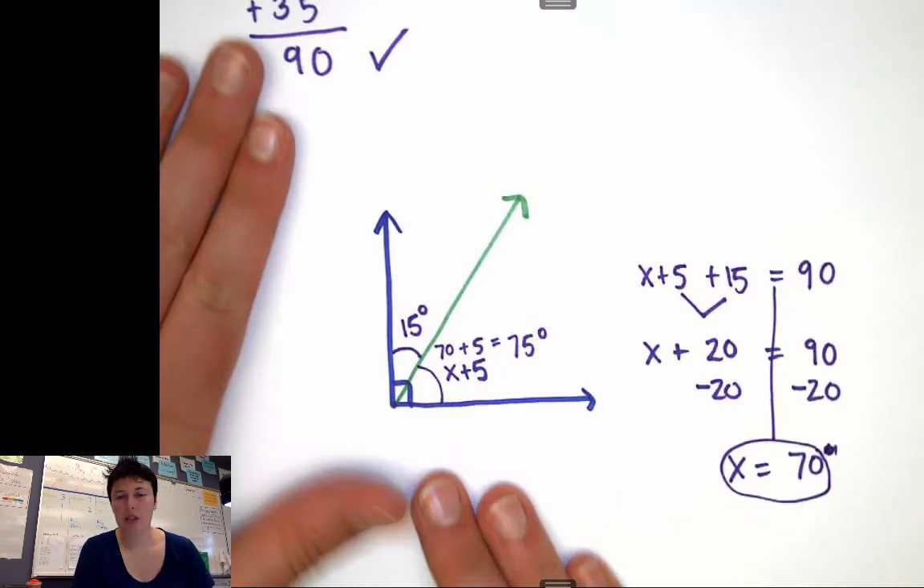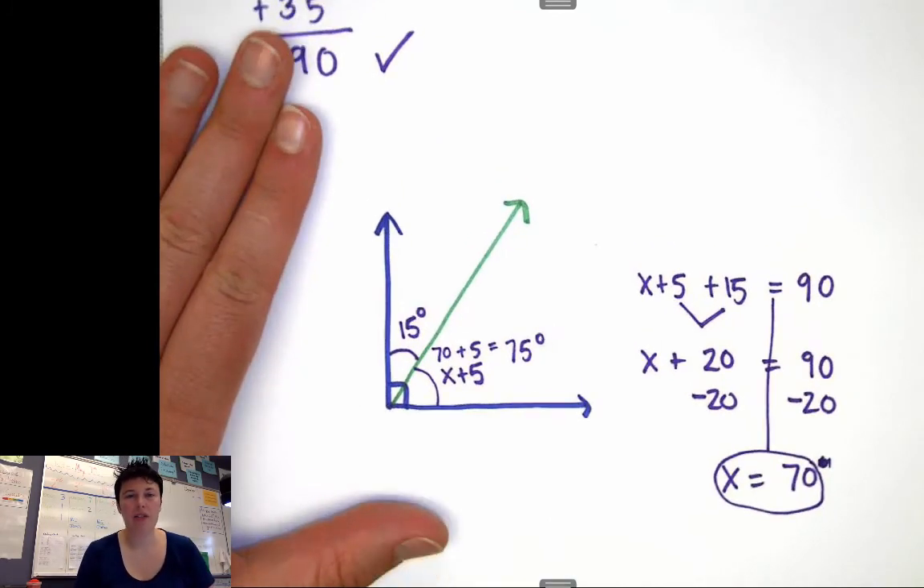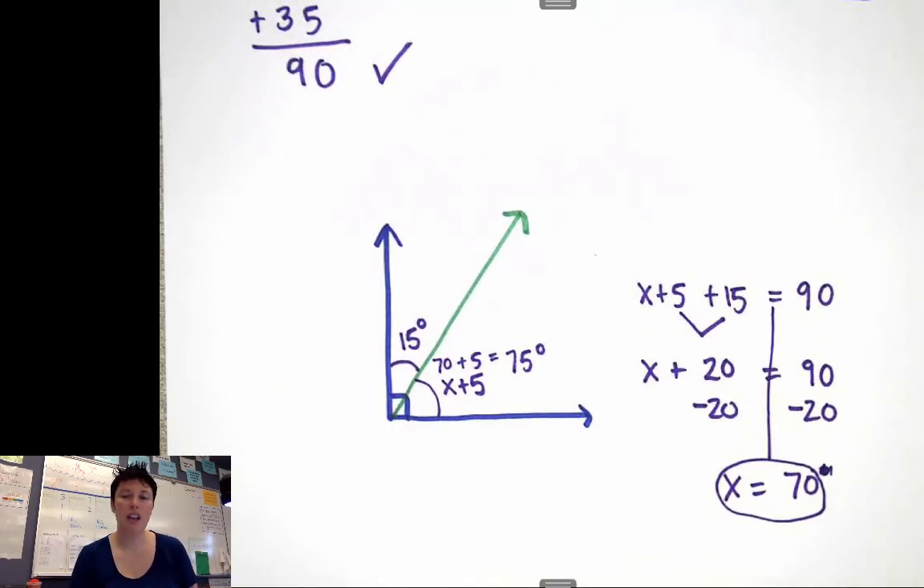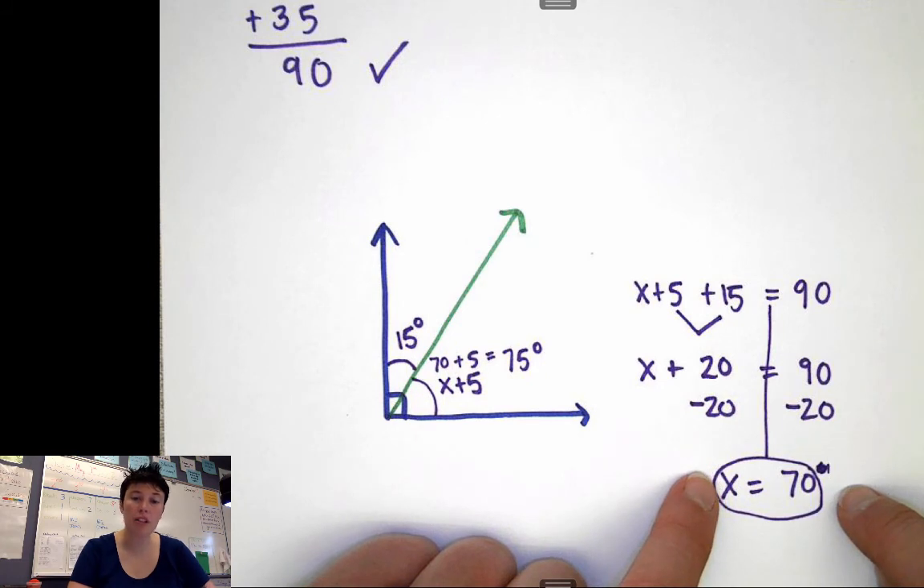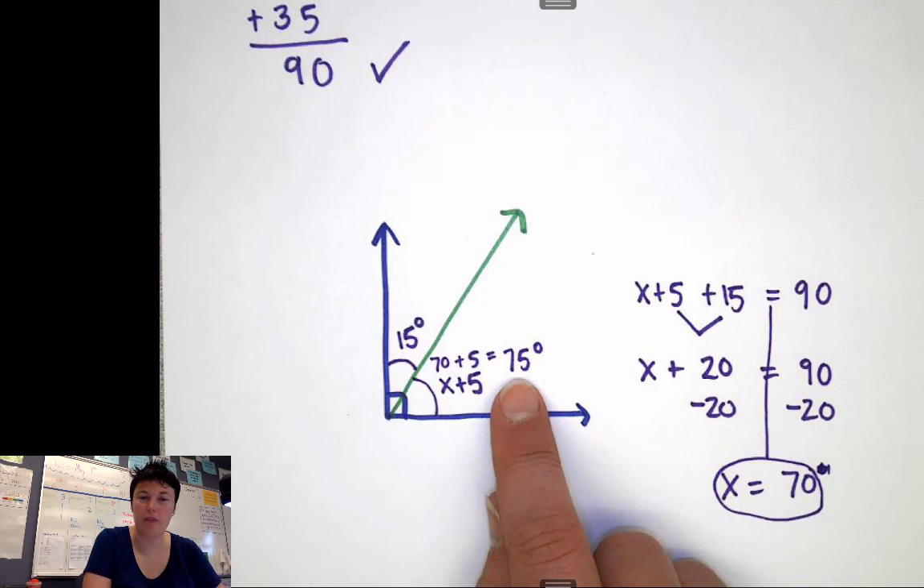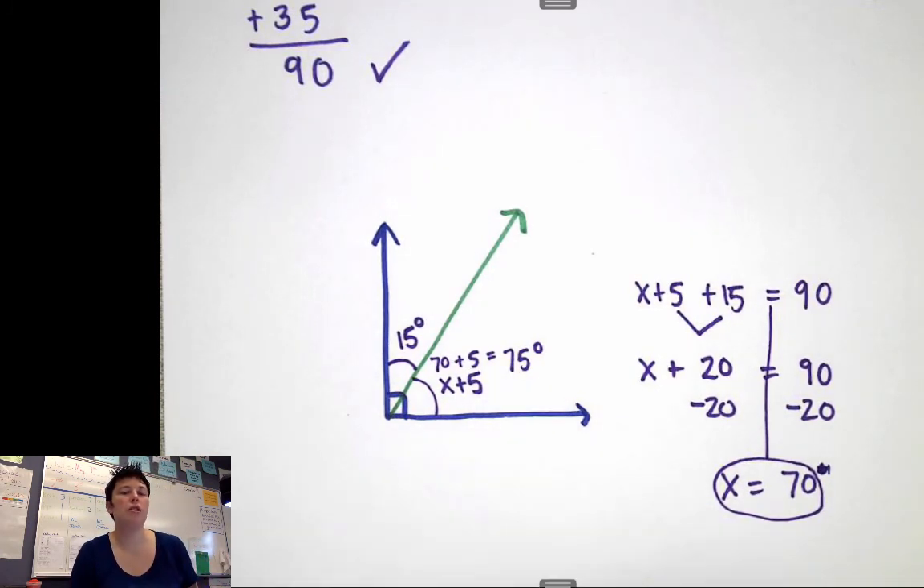So now comes the story of you got to read the directions. Some problems are going to say, hey, solve for x. Okay, there it is. I solved for x. I did it down below. I got x equals 70. Well, other problems are going to say, hey, solve for the angle. Oh, well, there's the angle, 75 degrees. So you got to really read it. Do they want you to solve for x, or do they want you to find the angle?